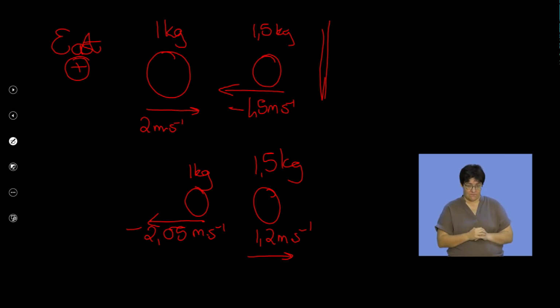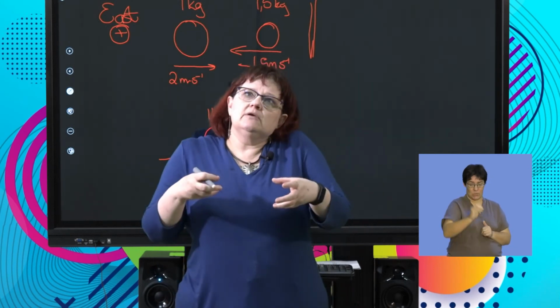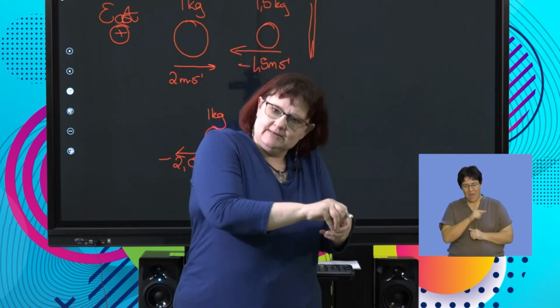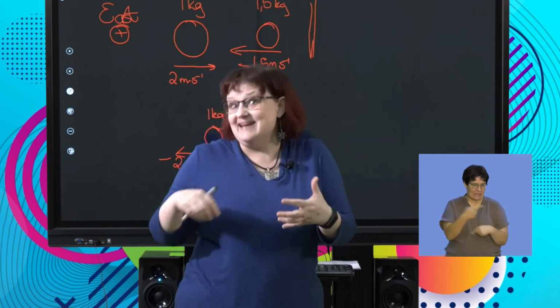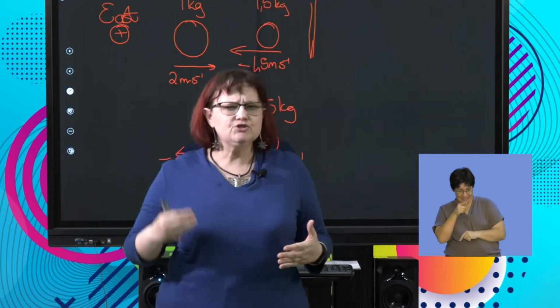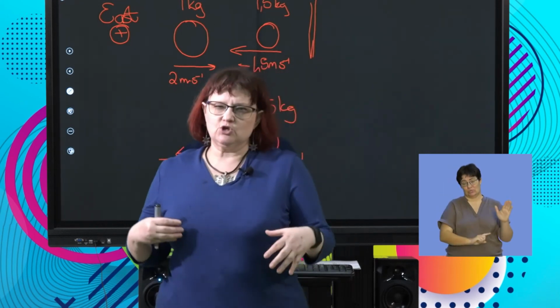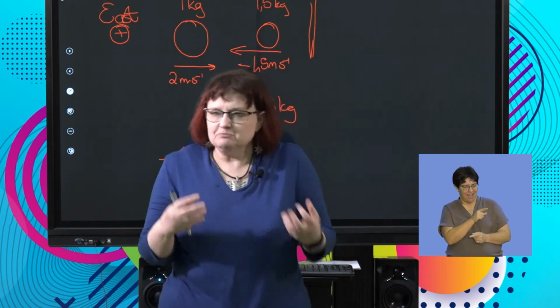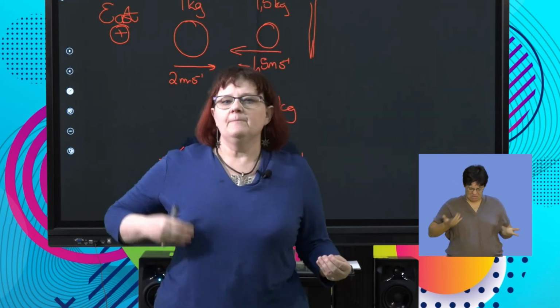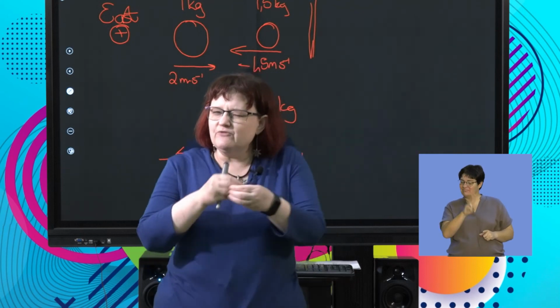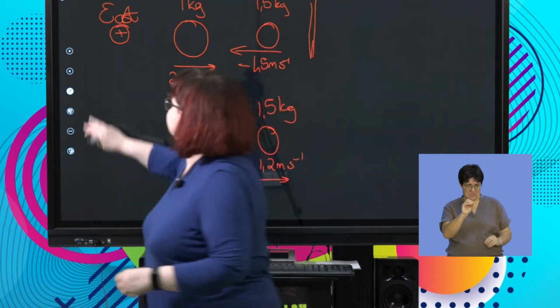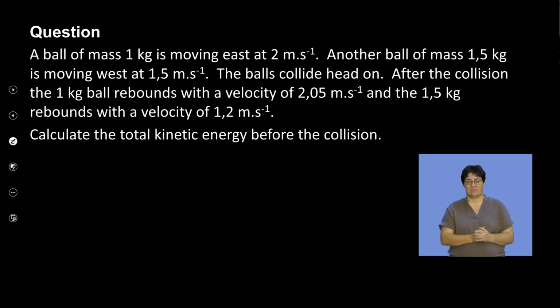Always write that in, because it's these little things like the direction, like the negative, that costs you marks, because it's considered the simple things. Sometimes it doesn't feel like it, but they are considered the simple things, so we've got to take it into consideration. Now, the question says, calculate the kinetic energy before the collision.